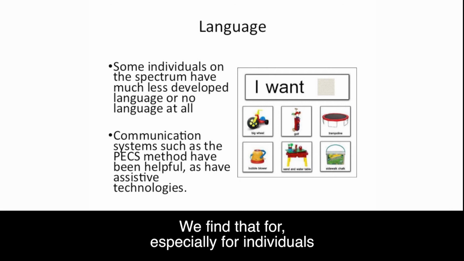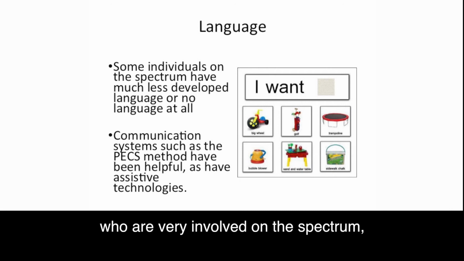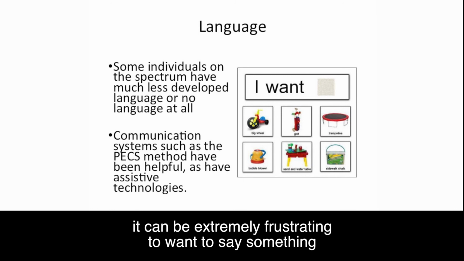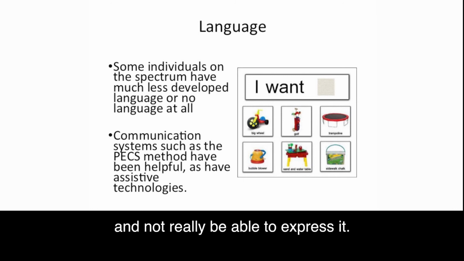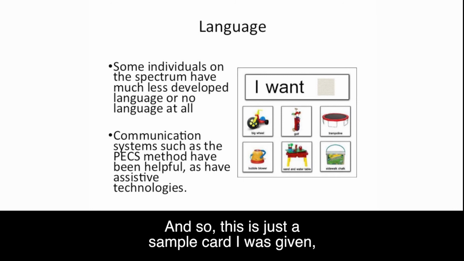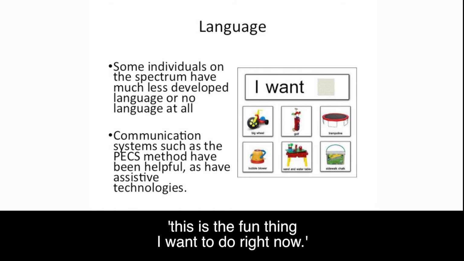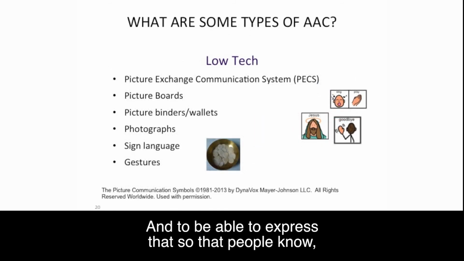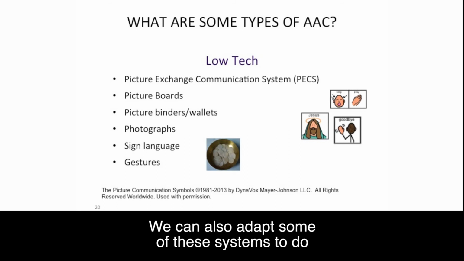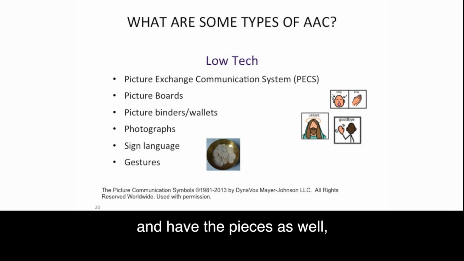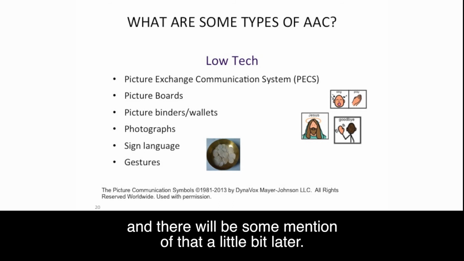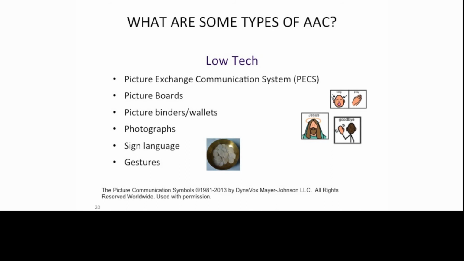We find that especially for individuals who are very involved on the spectrum, it can be extremely frustrating to want to say something and not really be able to express it. So this is just a sample card that was given for a child to be able to show, this is the fun thing I want to do right now, and to be able to express that so that people know and can respond. We can also adapt some of these systems to do some of the things we like to do in catechesis as well, and there'll be some mention of that a little bit later.